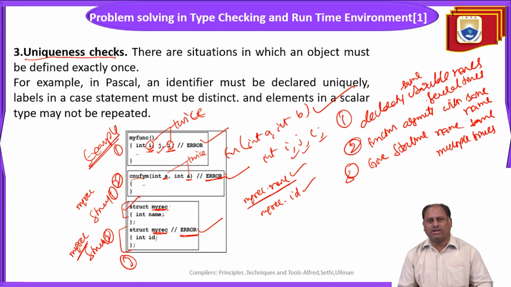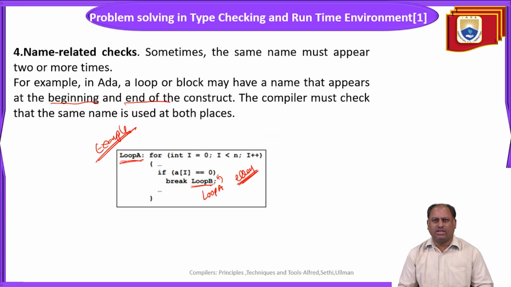That means if it appears more than one time, there should be only one type; it is not repeated. If repeated, then definitely it comes under an error. So we have to make sure that it is defined uniquely, exactly once. Otherwise it leads to a different solution and may not get the final result. So at compilation itself, it checks this type of thing and gives an error.